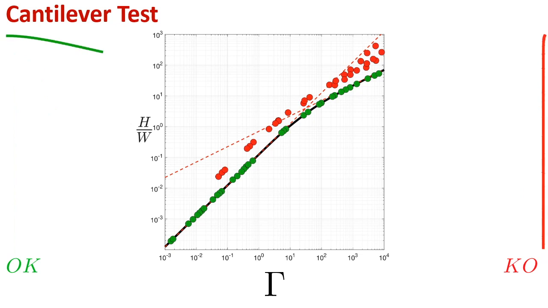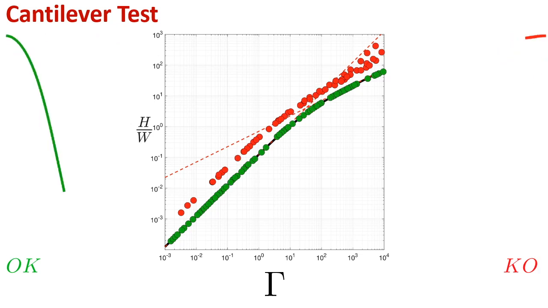Despite the simplicity of the test, some simulators do not perform well. Furthermore, for gamma regimes larger than 1000, simulators require an increase in spatial resolution due to the concentration of curvature close to the clamp.